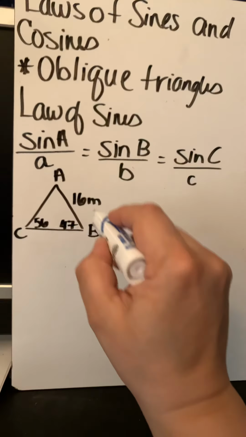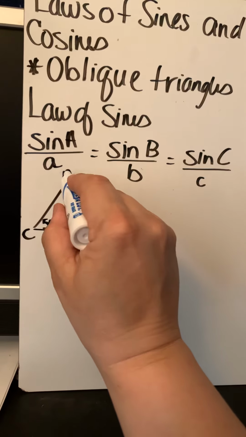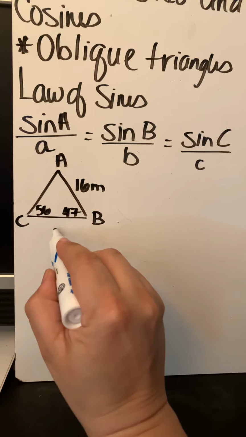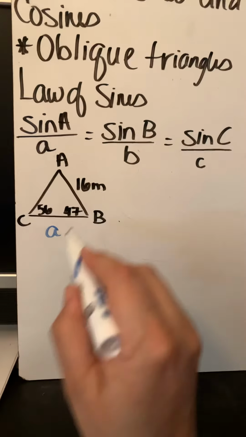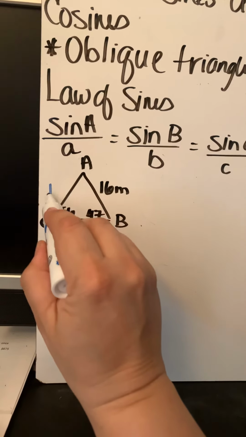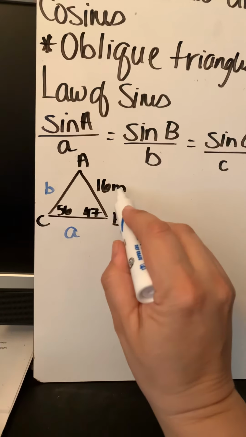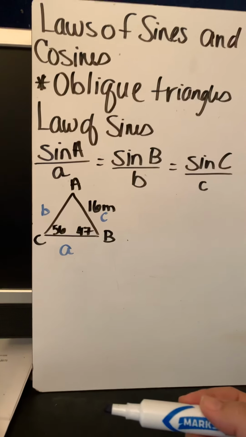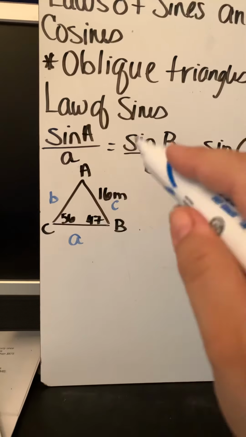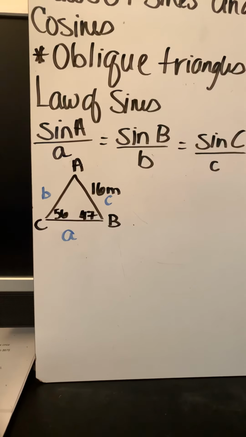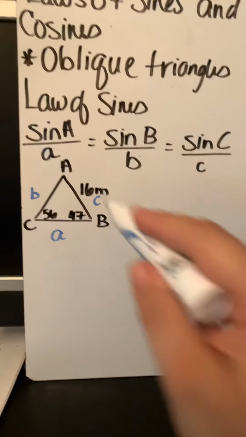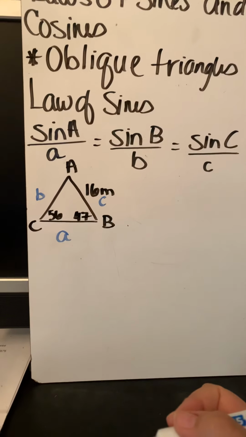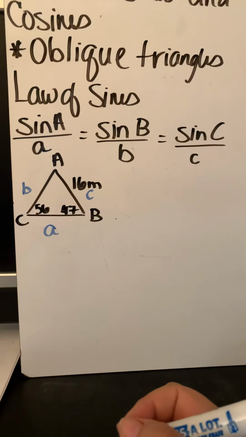Okay, so across from the bigs. Across from big A, here would be my little a. Across from my B would be my little b. And across from this big C is the little c. Okay? So when we are looking at these, make sure that you are labeling them correctly, just so I can see how they're labeled on your homework.